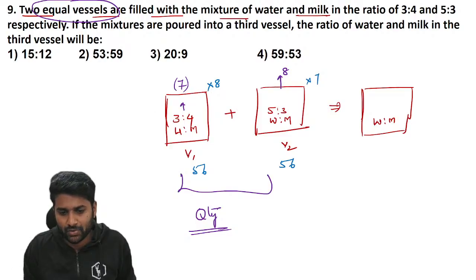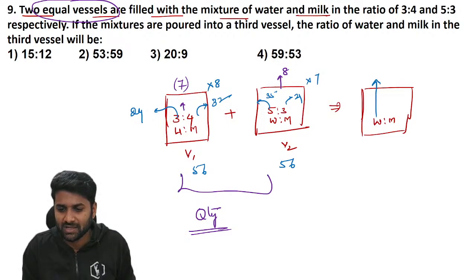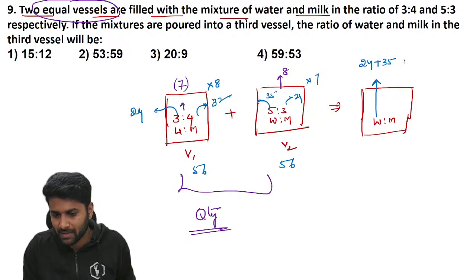Multiply them. 8 into 3, water is 24 units. Milk is 8 into 4, which is 32. Same way, 7 into 5 is 35, 7 into 3 is 21. If you mix together, then the water value is 24 plus 35 and the milk is 32 plus 21. Further simplification, the sum of these values is 59 is to 53.